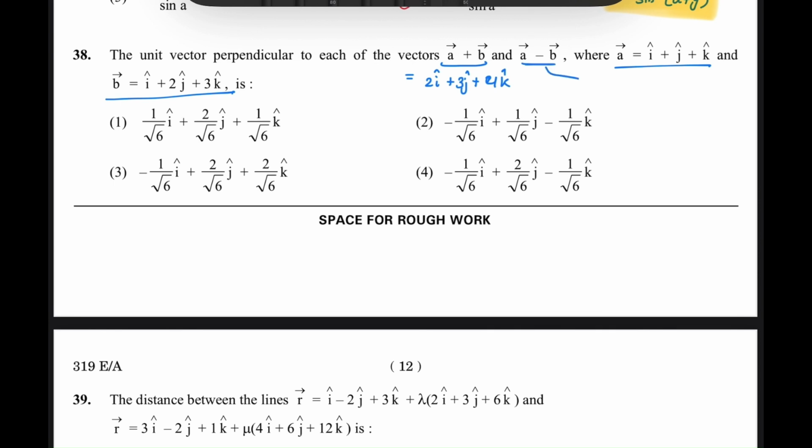Now what will be a minus b? Then you have to subtract. So you have 0i, then j minus 2j will be minus j, and then k minus 3k, you have minus 2k. Okay, and then you need to find a unit vector perpendicular to these two.